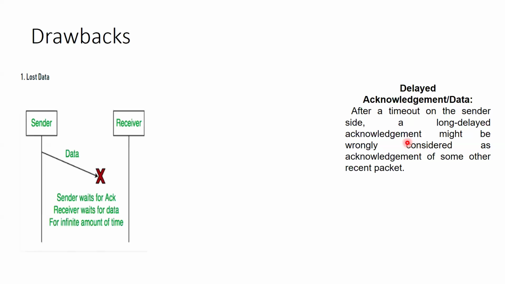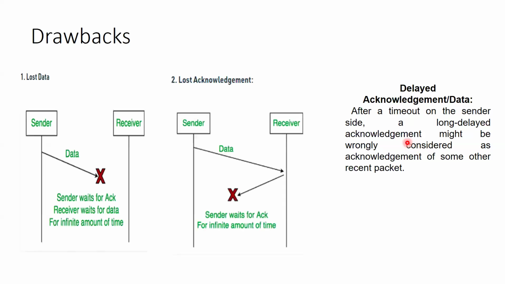So for that, we have some drawbacks. One is when there is a delay or loss of an acknowledgement of data. In this we have two drawbacks: one is loss of data, one is loss of acknowledgement. When the sender sends the data to the receiver, it may be lost. Why? Because the sender has to wait for an infinite amount of time for the receiver to receive the data from the sender. Coming to loss of acknowledgement, the sender sends the data to the receiver.